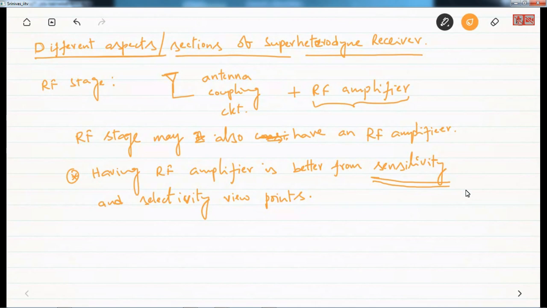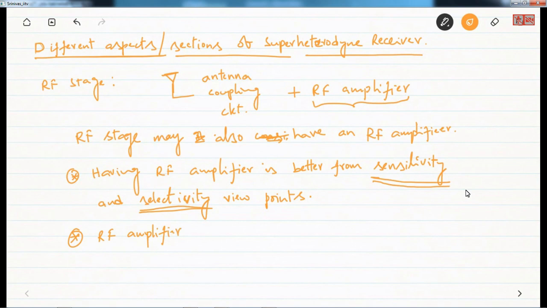So what about selectivity? Now think about the selectivity. Selectivity is the particular station that we want to select, the frequency selectivity. What I mean by selectivity is frequency selectivity. So when we talk about selectivity, the RF amplifier.